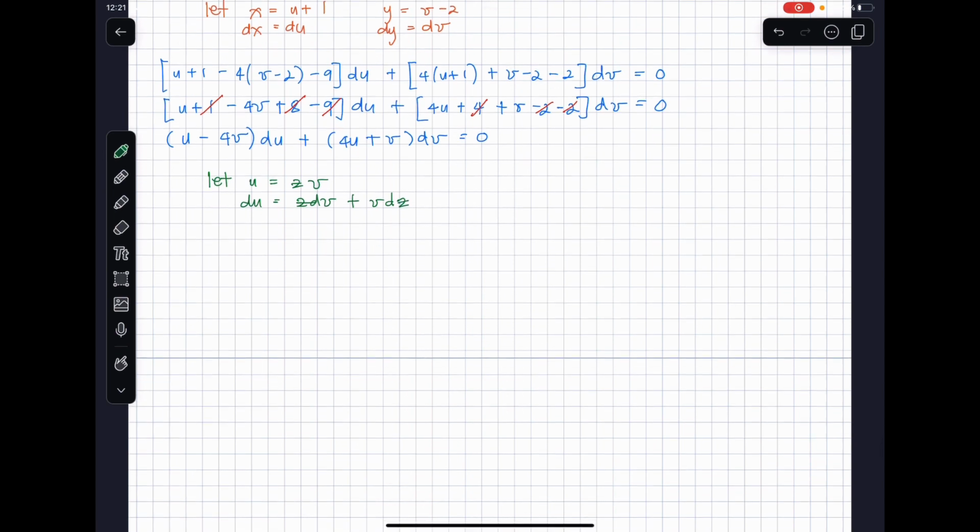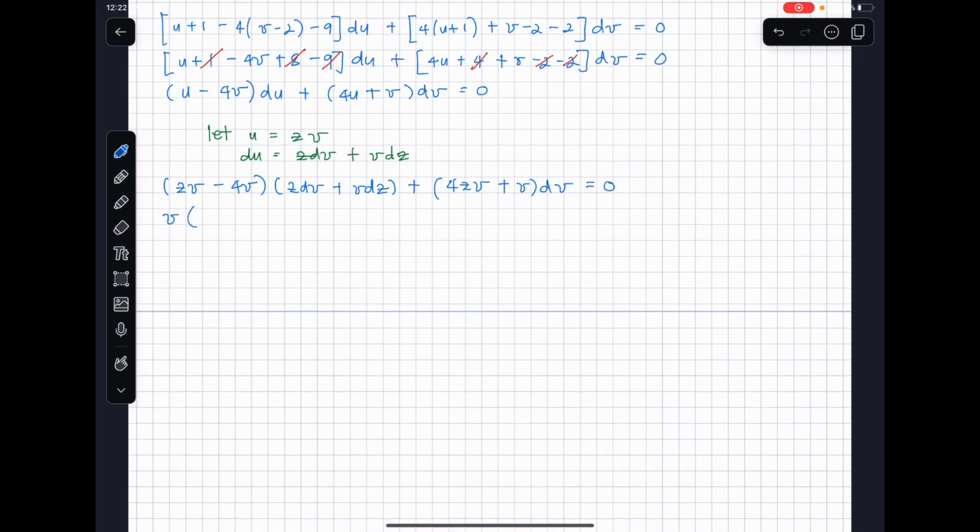So this homogeneous equation, degree of homogeneity is 1. So u is zv minus 4v, so du is z dv plus v dz, plus 4u, so that is 4zv, and plus v dv is equal to 0. So we can factor out v here. So v, that is z minus 4, so z dv plus v dz. We can factor out v as well, so 4z plus 1, so dv is equal to 0.